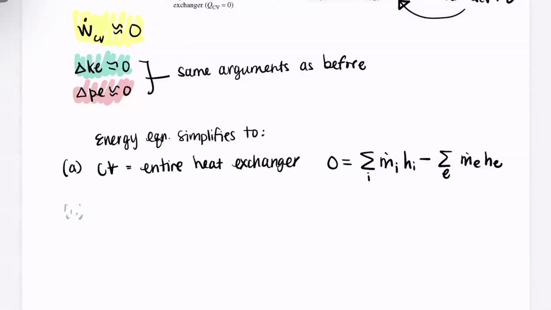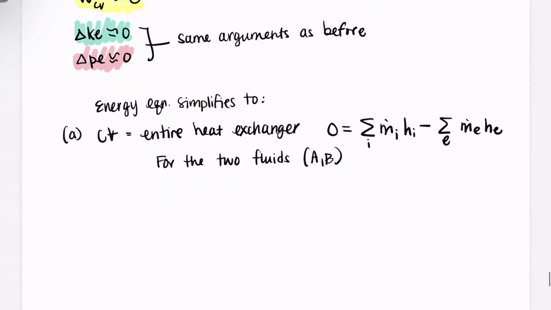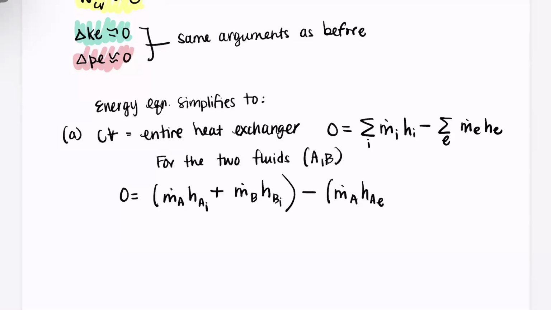actually, let me write this out a little bit more. So for the 2 fluids, I'm going to call them A and B. This equation becomes the following. So we have m dot A HA at the inlet plus m dot B HB at the inlet minus m dot A HA at the exit plus m dot B HB at the exit. Okay, and this is obviously assuming that we have an inlet for each fluid A and B, and then an exit for each fluid A and B.